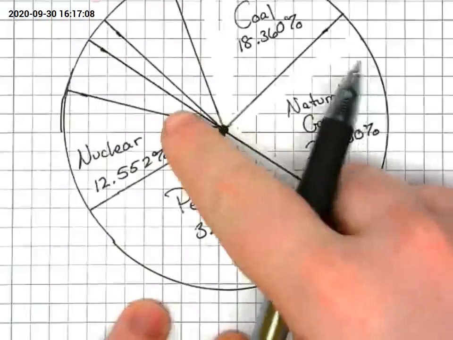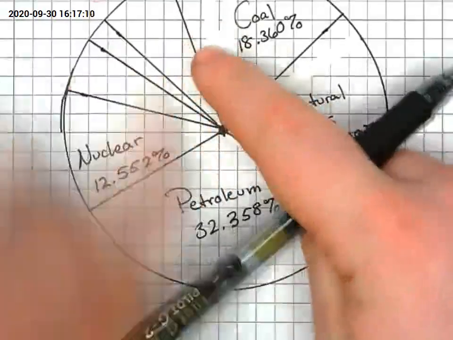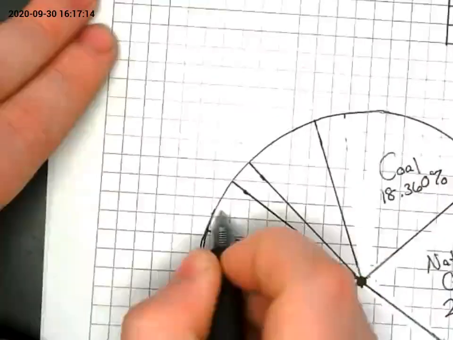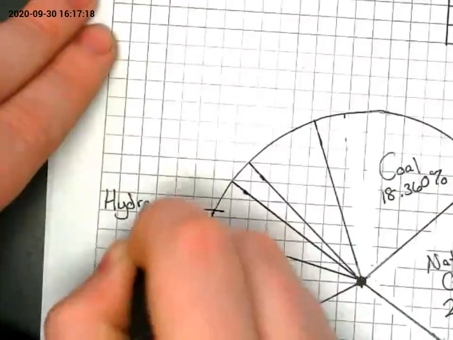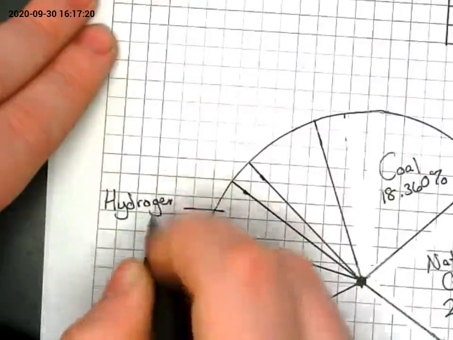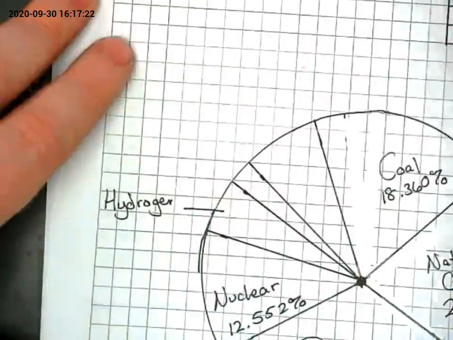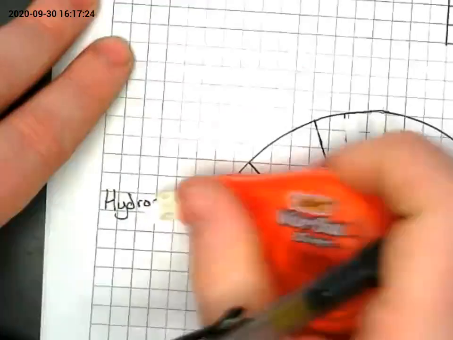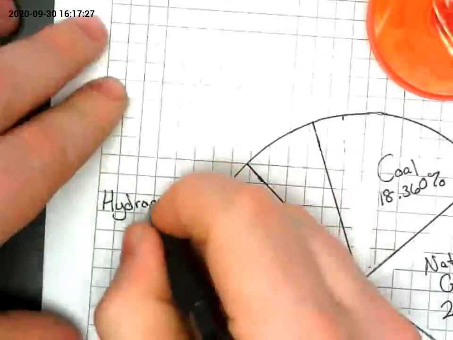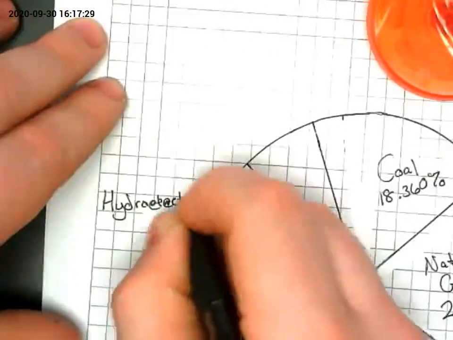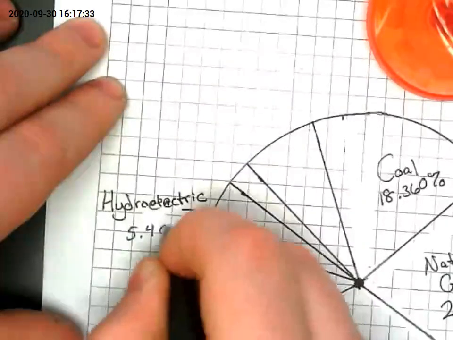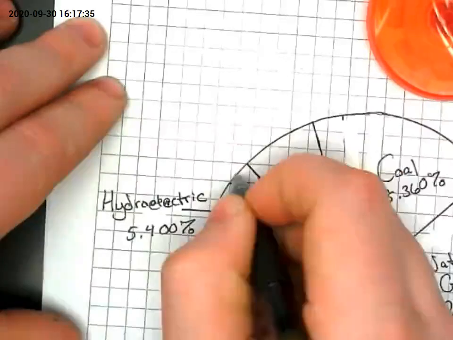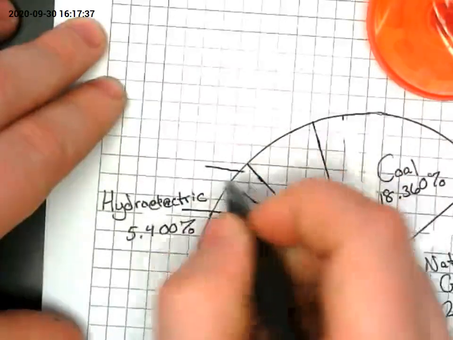Now, this is where it's getting a little cramped in here. Probably for these next three, we can do this. We can just move our graph over here. We can just draw a line. And we can write it outside of the, oh, not hydrogen, hydro. Sorry, goodness. Full of mistakes in this video. Hydroelectric. Hydroelectric is 5.400%. Draw a line here.